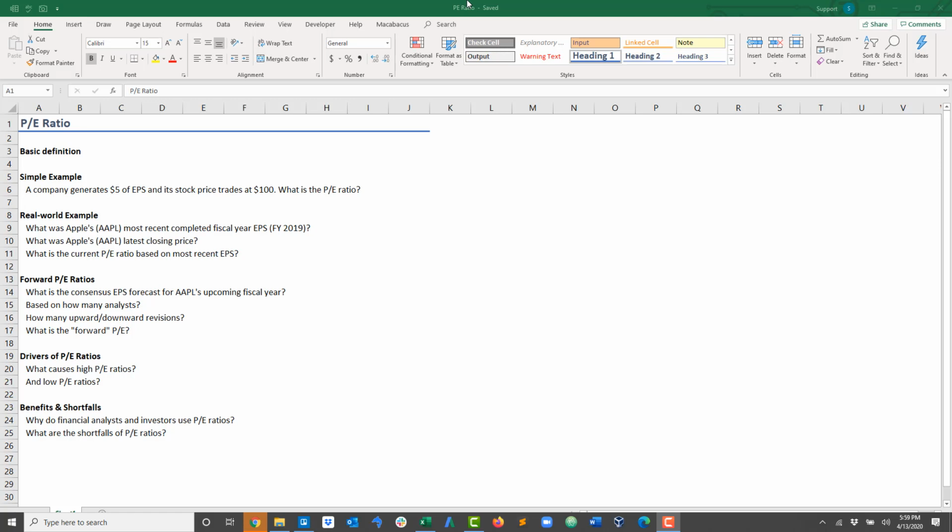The price to earnings ratio gives you a quick snapshot as to how much you're paying relative to a company's earnings, and it makes it very easy to compare one company to the other. Let's use a real-world example of Apple right now. Let's start with Apple's latest fiscal year earnings.